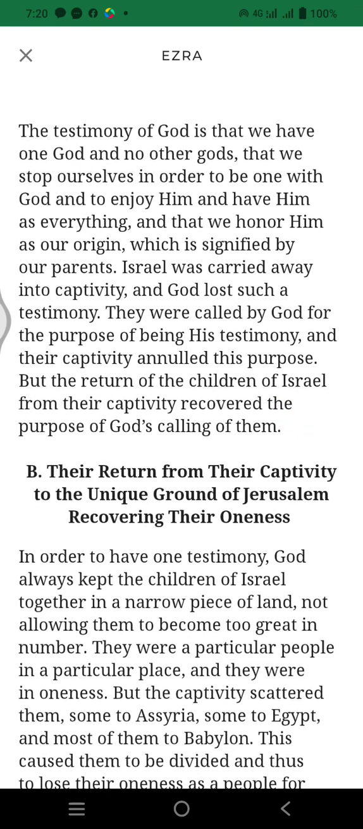The testimony of God is that we have one God and no other gods, that we stop ourselves in order to be one with God and to enjoy Him and have Him as everything, and that we honor Him as our origin, which is signified by our parents. Israel was carried away into captivity, and God lost such a testimony. They were called by God for the purpose of being His testimony, and their captivity annulled this purpose. But the return of the children of Israel from their captivity recovered the purpose of God's calling of them.